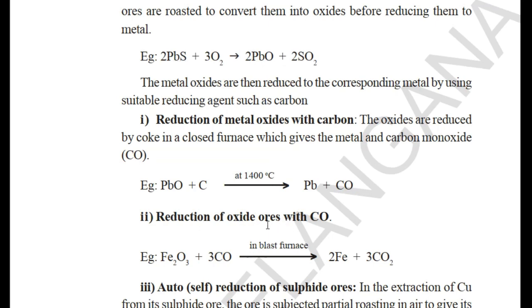Now we have a reduction of oxide process. In the oxide process, carbon monoxide is used with the ferrous oxide.